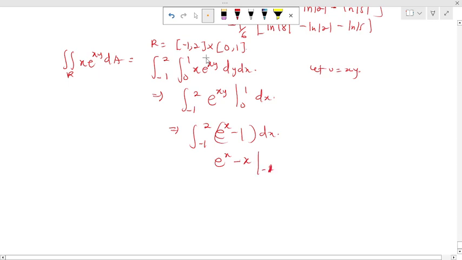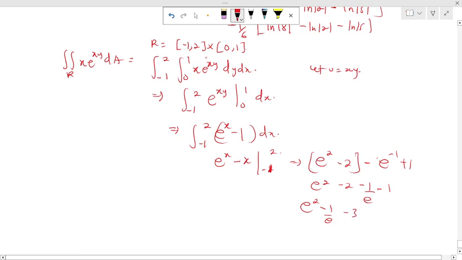Negative 1 to 2. You just put your function, you get e to the power 2 minus 2, minus, now I'm going to put negative 1 inside, so minus the expression e to the power negative 1 plus 1. So e to the power 2 minus 2, then this becomes minus 1 over e, then minus 1. So minus 2 minus 1 becomes e to the power 2 minus 1 over e minus 3, as simple as that.